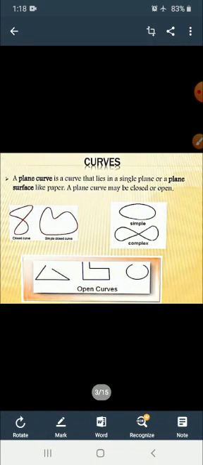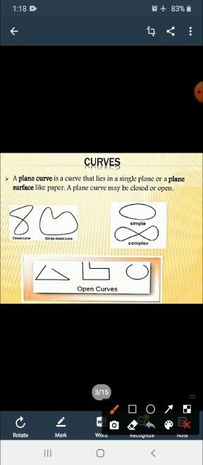Next one, what is a curve? A plane curve is a curve that lies in a single plane or a plane surface like paper. A plane curve may be closed or open.